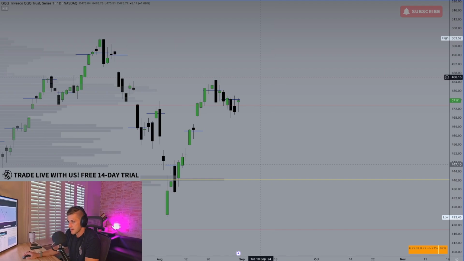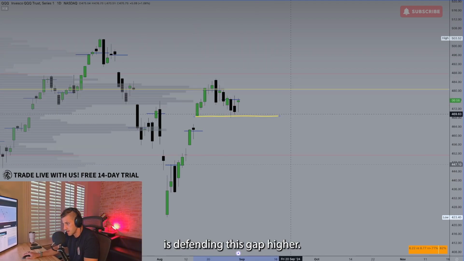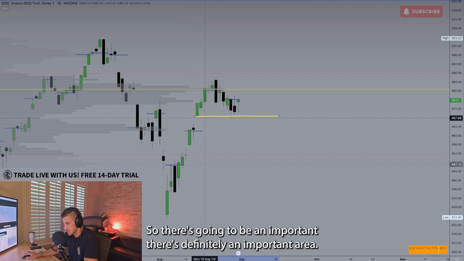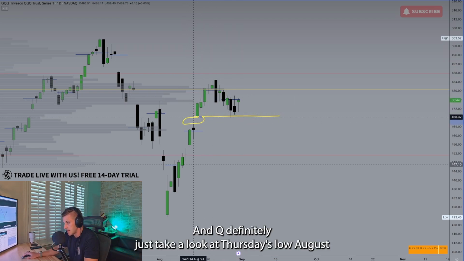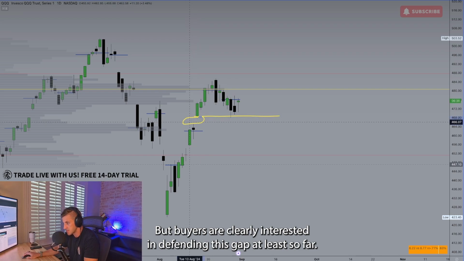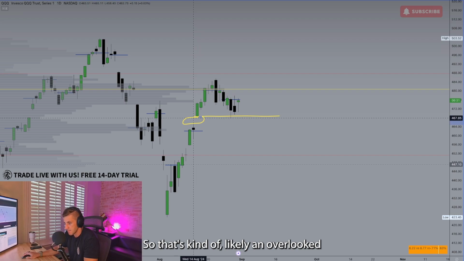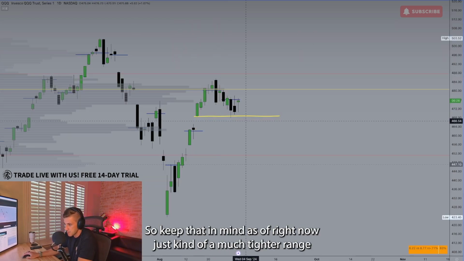Of note here, look how QQQ is defending this gap higher. Right? So this is definitely an important area. And you can get these same reference points on NQ, definitely. Just take a look at Thursday's low, August 15th. The low from August 15th, but buyers are clearly interested in defending this gap, at least so far. So that's likely an overlooked but significant piece of information there for the NASDAQ. So keep that in mind.